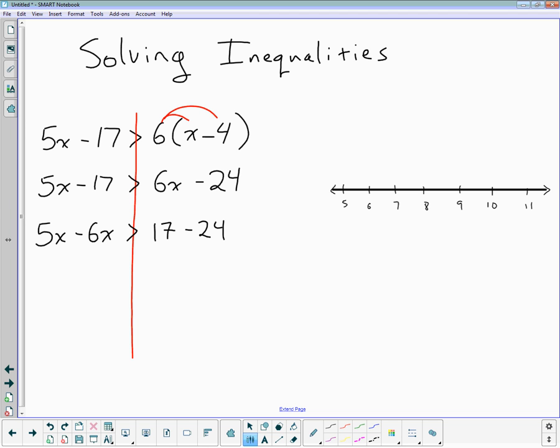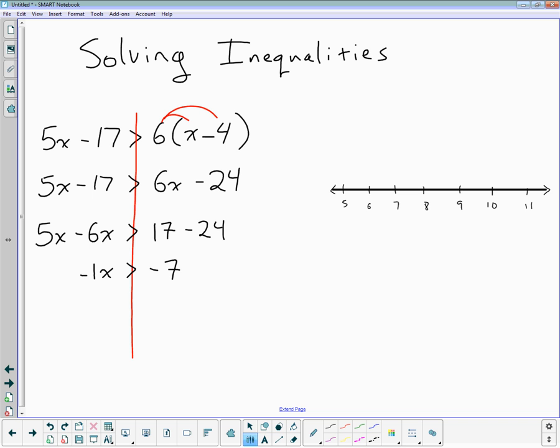Good. Combine my like terms. 5 minus 6? No, it's -1x. -1, right. -1x. And 17 minus 24. Well, what's 24 minus 17? Right, 7. Excellent. But this one, the 24 is negative, so my answer is going to be -7.